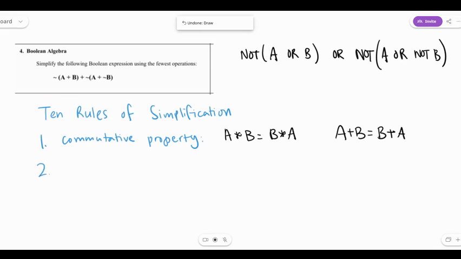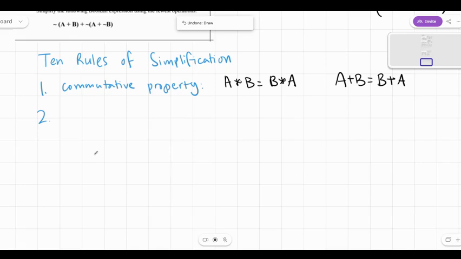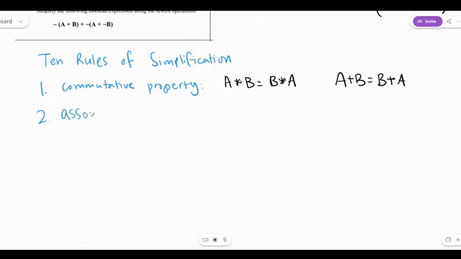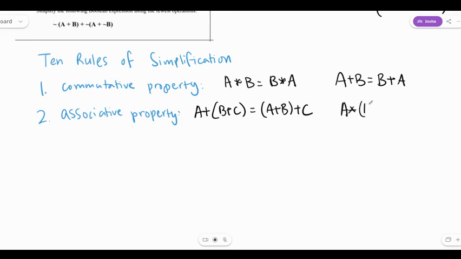We also have the associative property, and this says that A or B or C is equal to A or B or C, and A and B and C is equal to A and B and C. Furthermore, we have the distributive property.